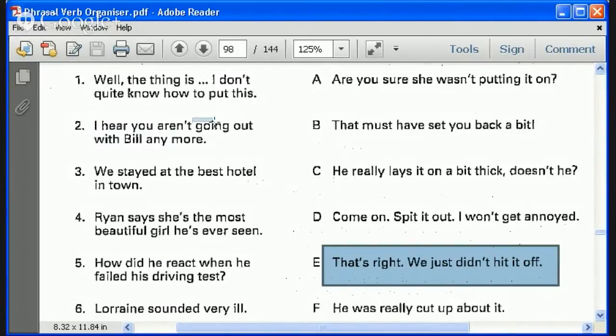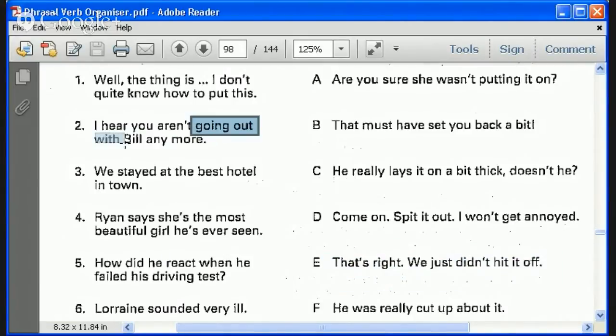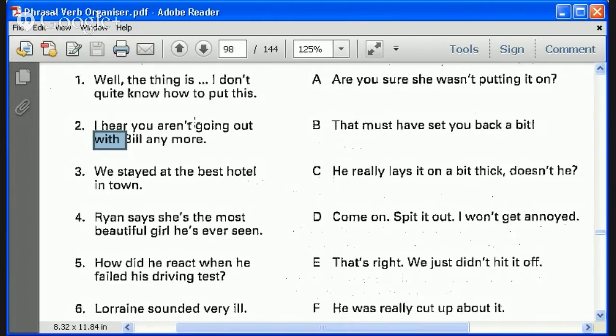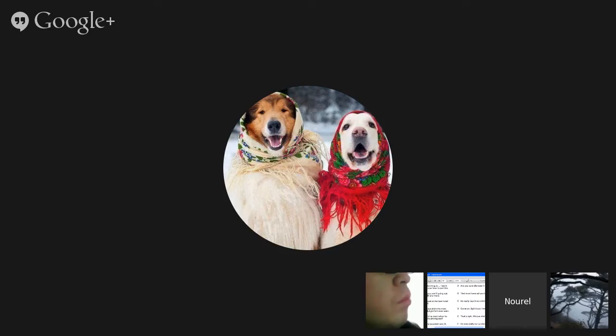Okay, going out with. I can look at this as being a colloquialism. I can also look at this as being a three-word phrasal verb. I have a verb, go, and then I have two particles, a.k.a. also known as prepositions. In this case, they're used as adverbial particles: out and with, going out with. Which means, Norel, you're going out with someone. Dating someone, exactly correct. That's right.